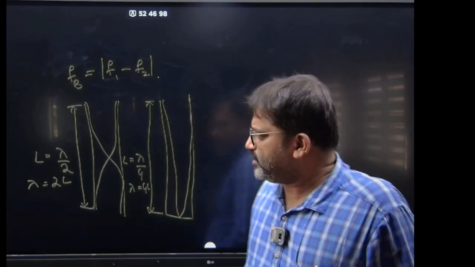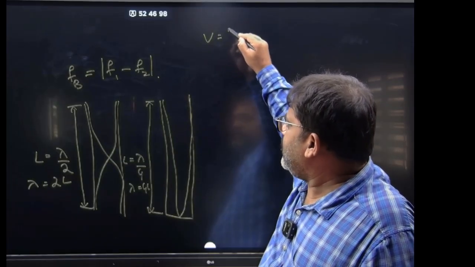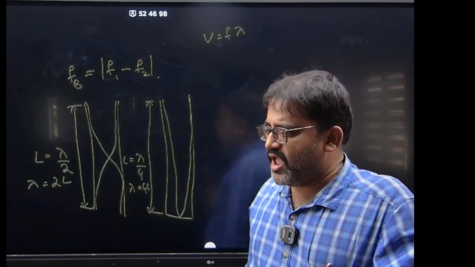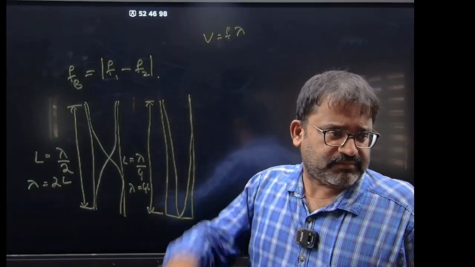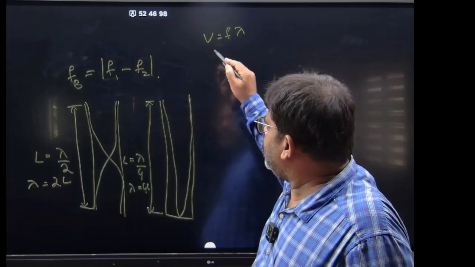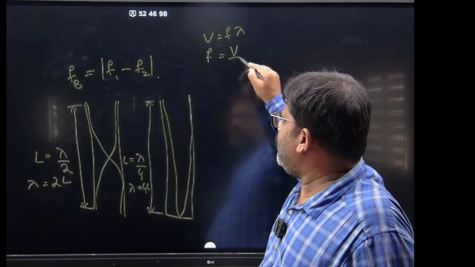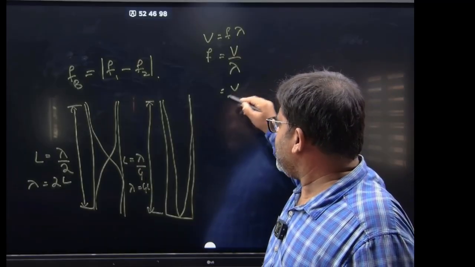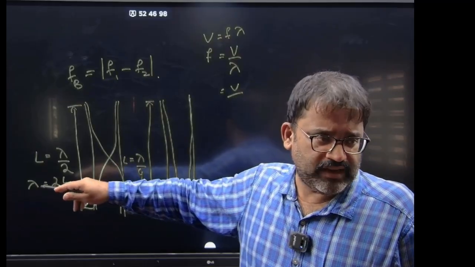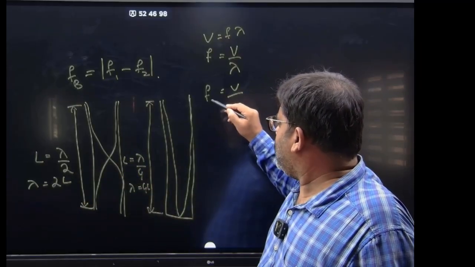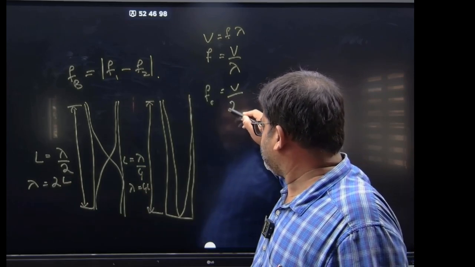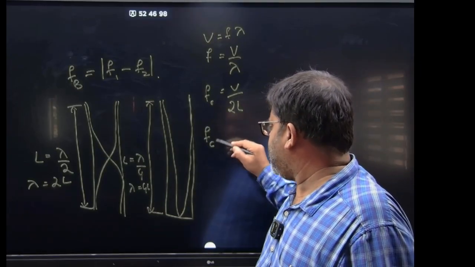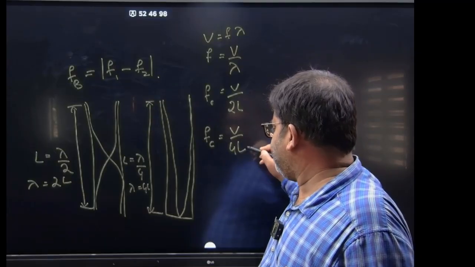Now what is the velocity of the wave? The velocity of the wave is given by the product of frequency and wavelength. So frequency is equal to velocity divided by wavelength. The velocity is v, and the wavelength is 2L. This is for the open organ pipe. For the closed organ pipe, it will be equal to v by 4L.